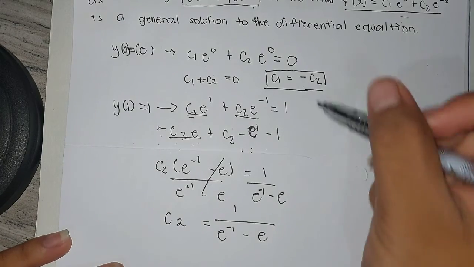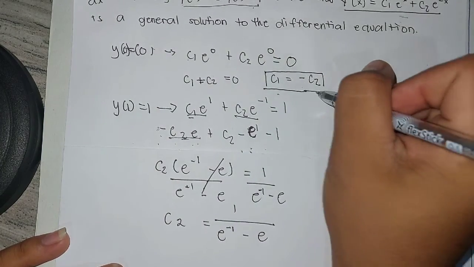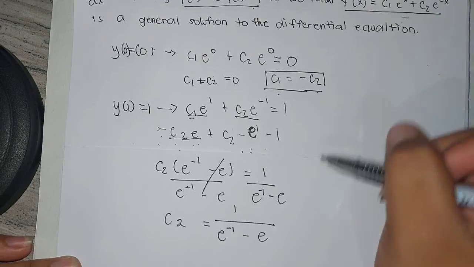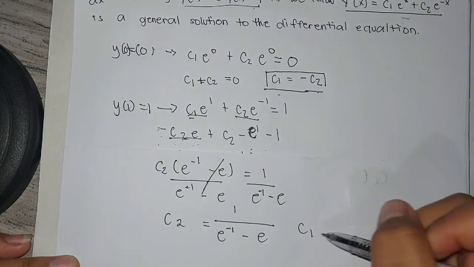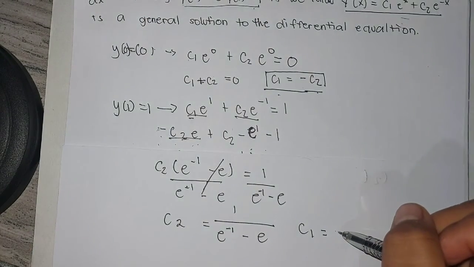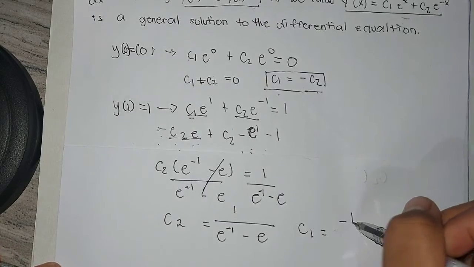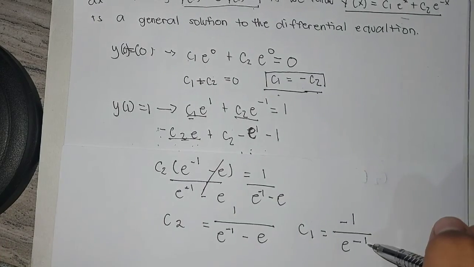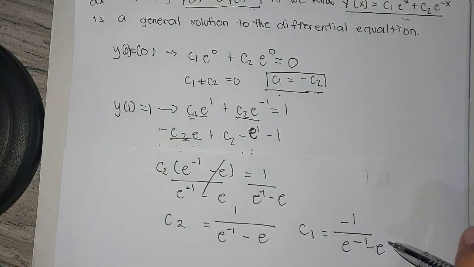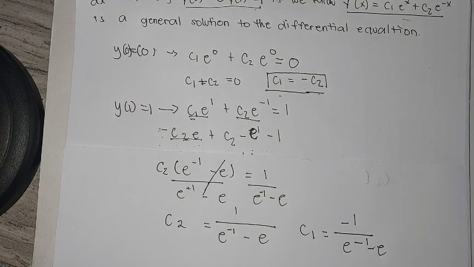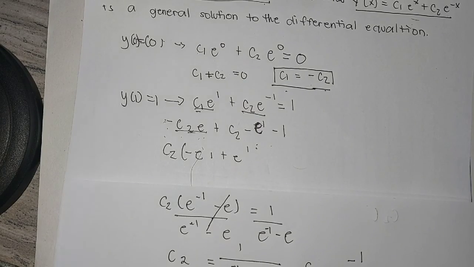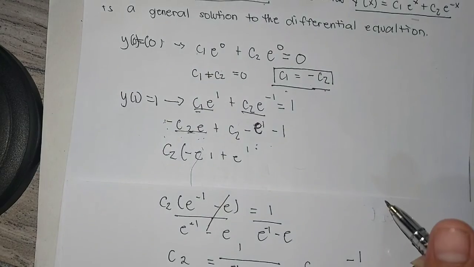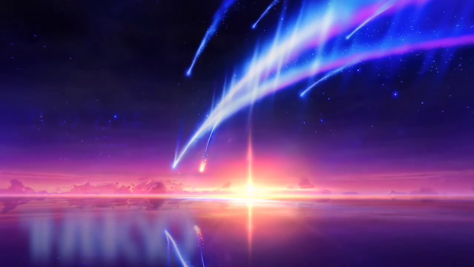And since we know that c sub 1 and c sub 2 are opposite, we also know that c sub 1 is equal to negative 1 all over e to the negative 1 minus e. Remember that this is all the information we need to solve this BVP problem. So we now know c sub 1 and c sub 2. Thank you for listening.